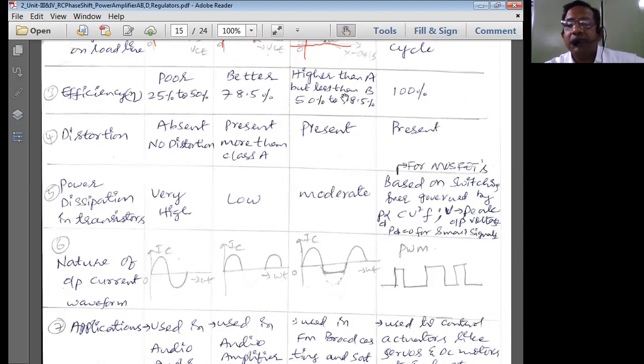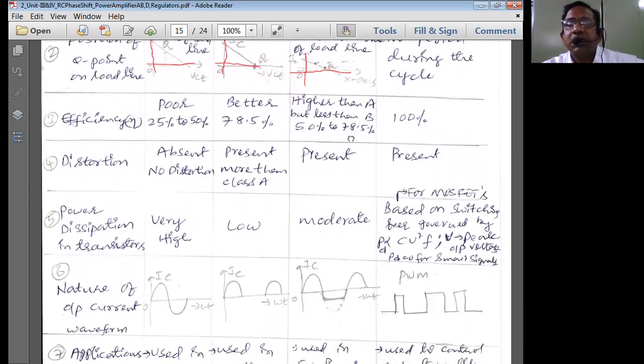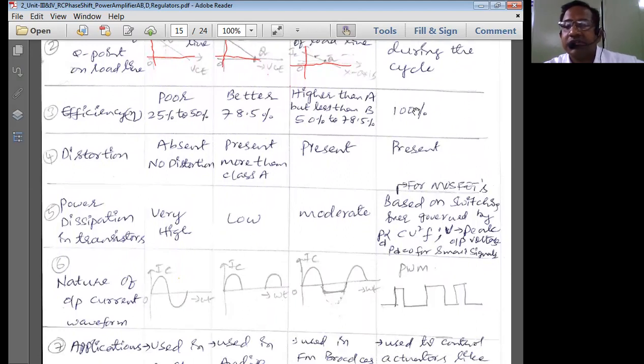And coming to class AB type, it is higher than class A and less than class B type of the power amplifier. That means the efficiency lies between 50 to 78.5%. In the case of firing angle, it lies between 180 and 360 degrees, between the firing angle of class A and class B. And efficiency also lies in between the efficiencies of class A and class B type of the power amplifiers.